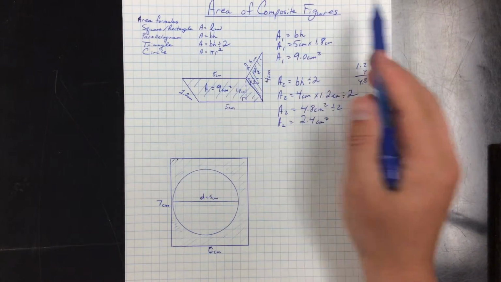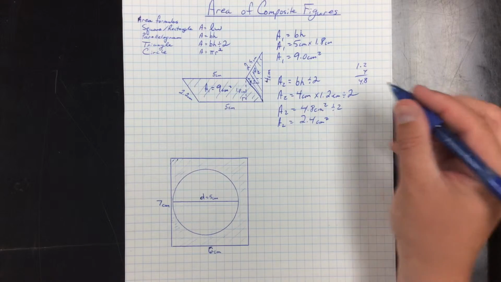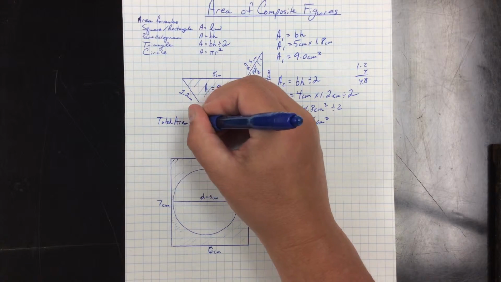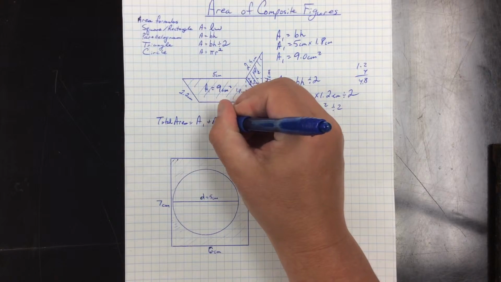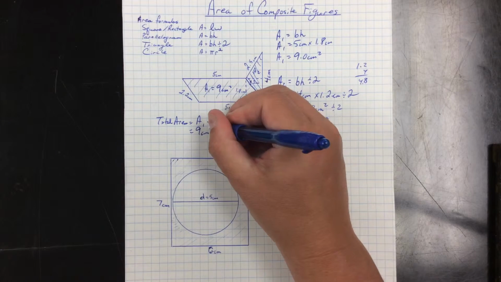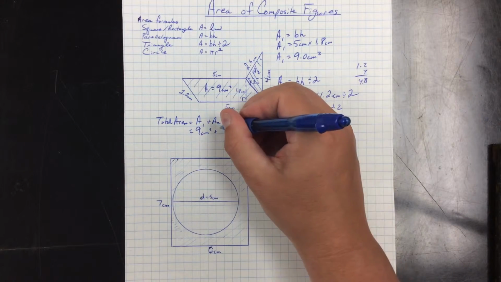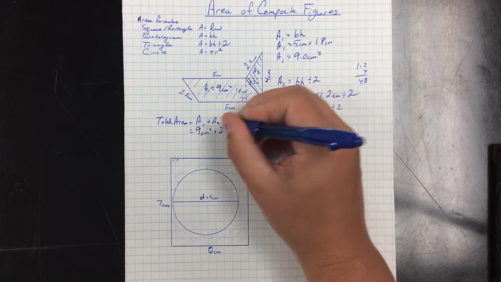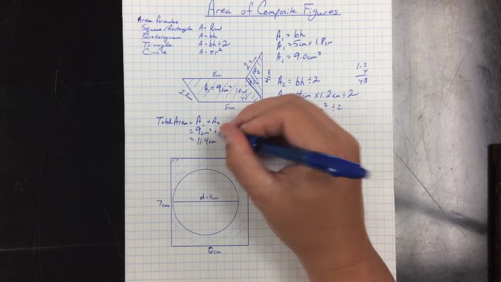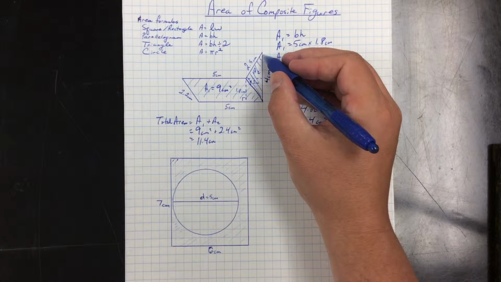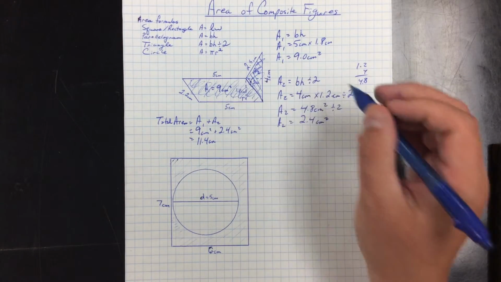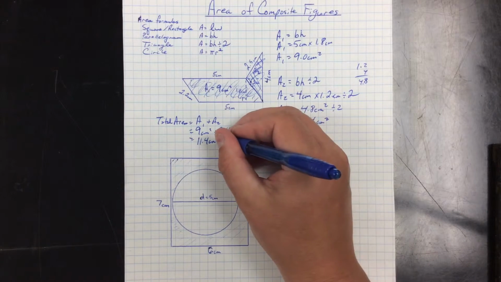I want the area of the composite figure, so I want to find the total area. So total area is equal to area 1 plus area 2. Area 1 I said was 9 centimeters squared. Area 2 is 2.4 centimeters squared. Add those up, I get 11.4 centimeters squared, which is now the entire shape, all of it, together being 11.4 centimeters squared.